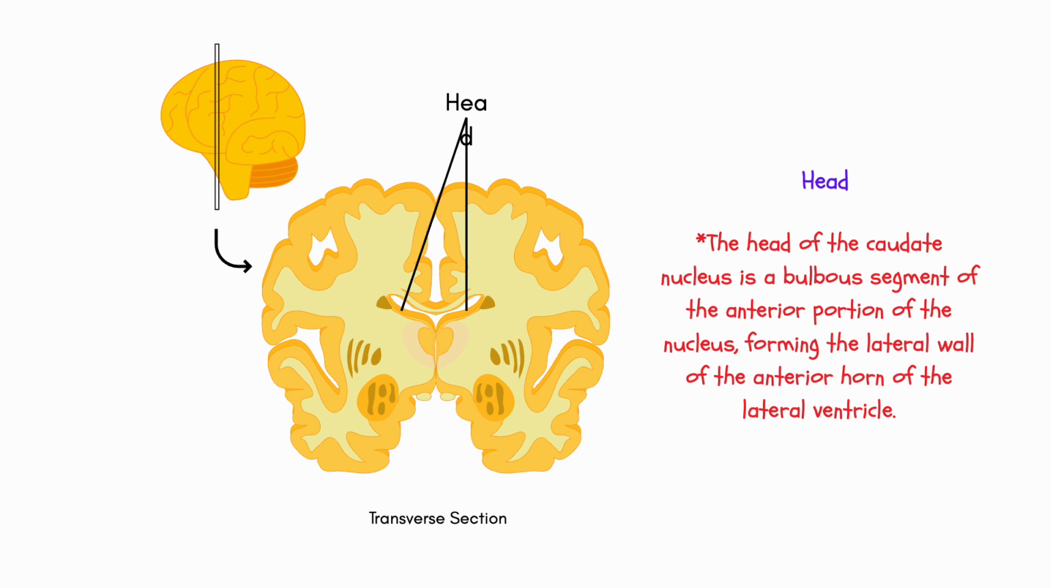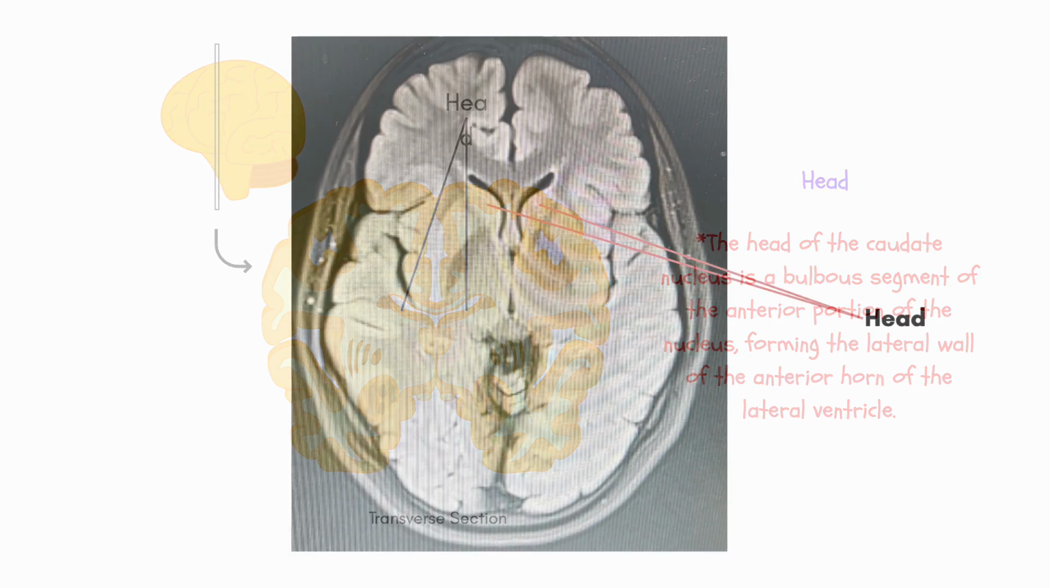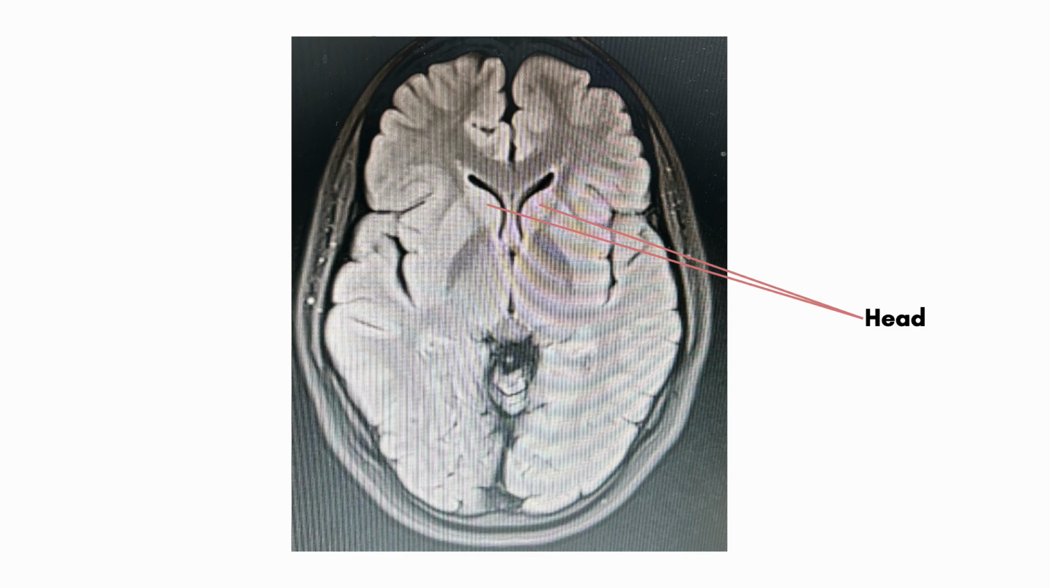In a coronal section, the body of the caudate can be observed along the wall of the body of the lateral ventricle. The caudate tail curves around the back end of the thalamus and continues along the bottom part of the lateral ventricle, forming the roof. Here again in this MRI image, this is the head of the caudate nucleus, this is the body, and this is the tail. See, this looks like the letter C.